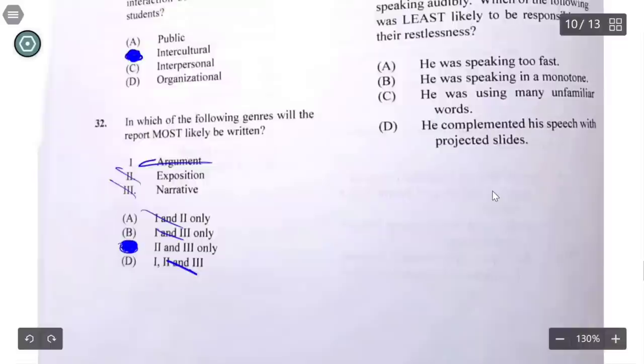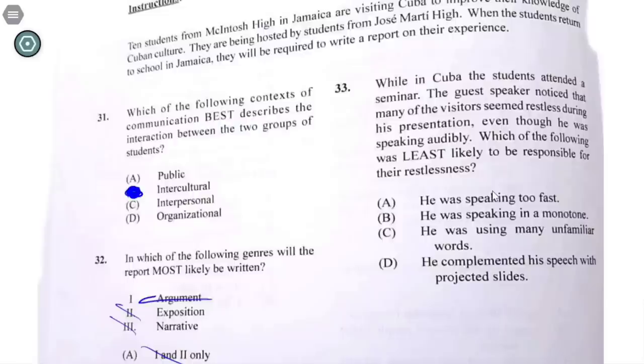Number 33. While in Cuba, the students attended a seminar. The guest speaker noticed that many of the visitors seemed restless during his presentation, even though he was speaking audibly. That means they could hear him quite well. So what would the problem be? Which of the following was least likely to be responsible for their restlessness? So which would be the least likely reason why the students did not really pay this man any mind?